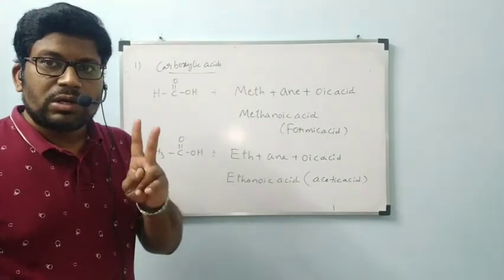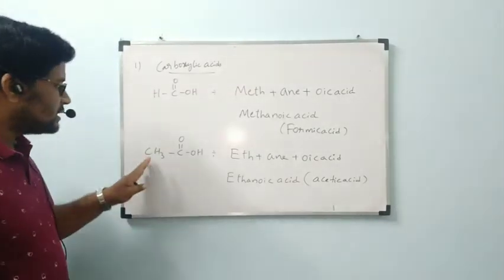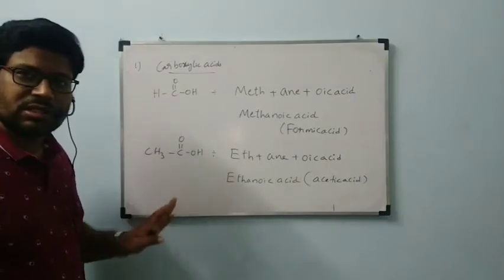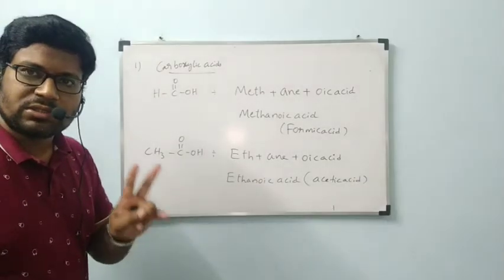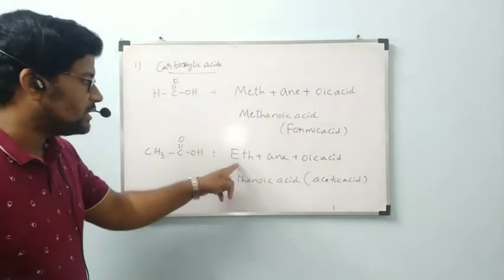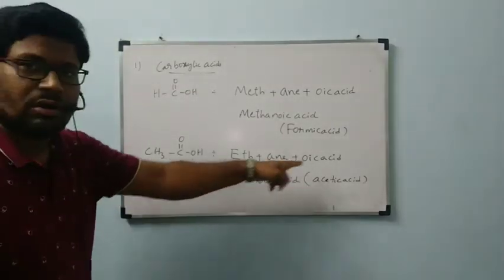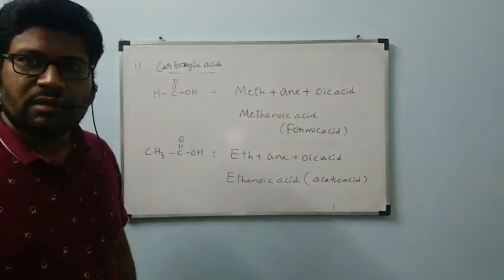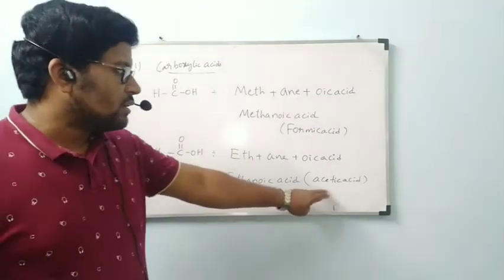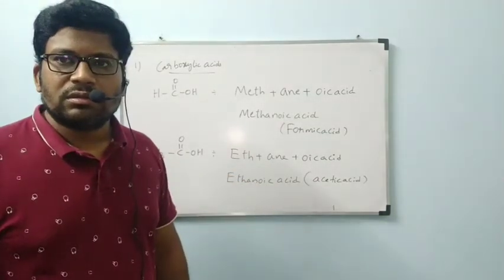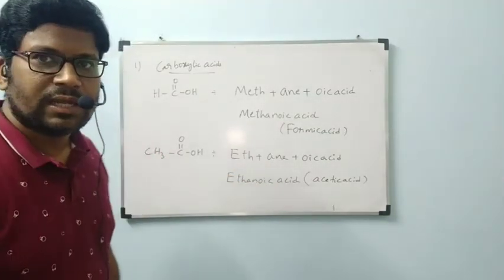Okay? Total number of carbons, observe. Whether that CH3 functional group, all those things keep aside. Total number of carbons, 2 are there. 2 means root word eth, an, oic acid. The name of this compound will be ethanoic acid. General name: acetic acid. Okay, next.